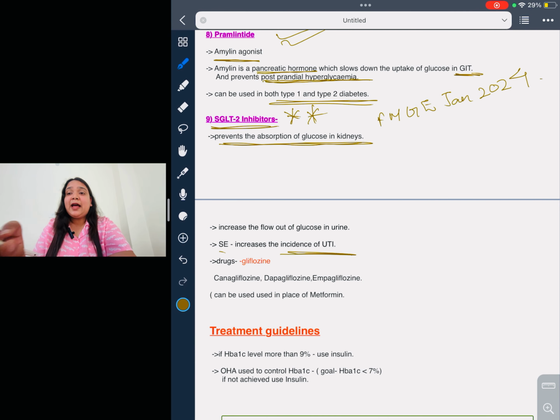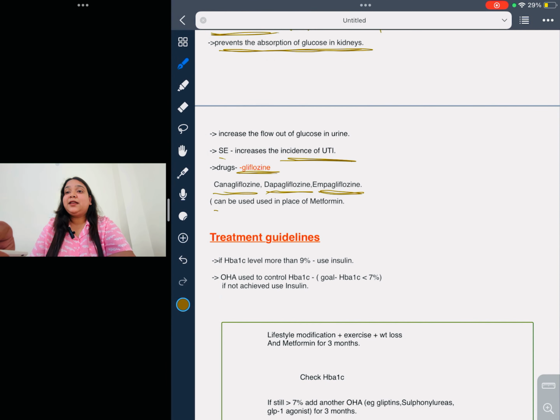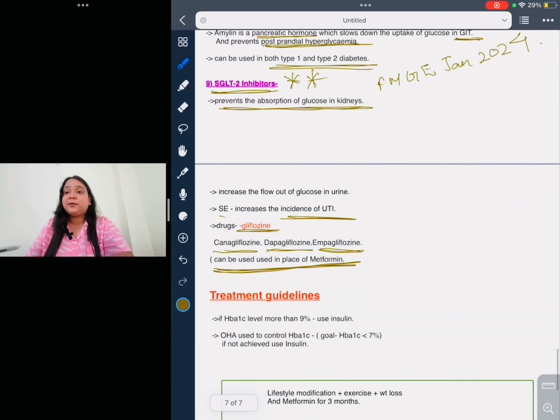These drugs have their ending with gliflozin. We have canagliflozin, dapagliflozin and empagliflozin. Even in the exam, they ask the question that which drugs can cause a high level of UTIs in the patient. And there were many options. One of them was empagliflozin. That was the answer. And one more thing is that these drugs can be used in the place of metformin also. So this was all about the different type of drugs used in diabetes.